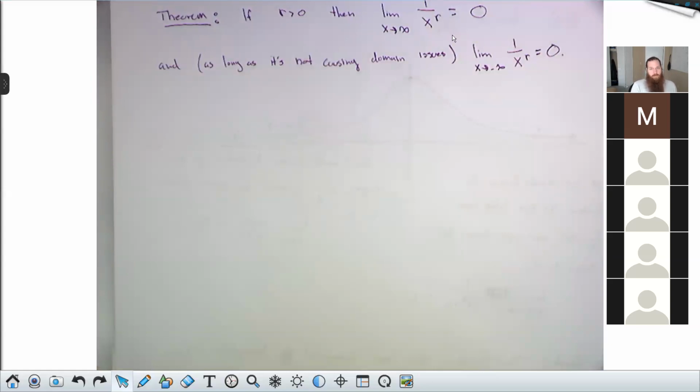Intuitively, this is pretty satisfying. As x goes to infinity, x to the R will get bigger and bigger and bigger because R is a positive power. If you divide the number 1 by bigger and bigger and bigger numbers, you get numbers that are closer and closer and closer to 0.